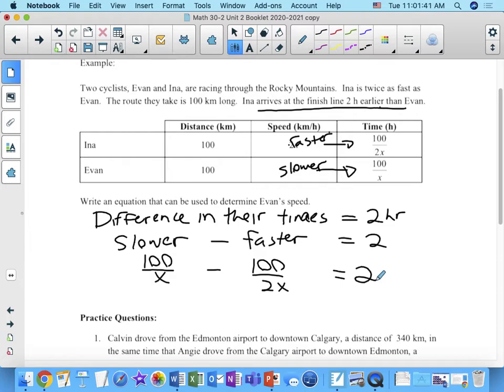What is the restriction on x there? What does x have to be? x is a speed. If x is a speed, what makes sense for a speed? What kind of value could we have for a speed? Greater than 0. Yep.